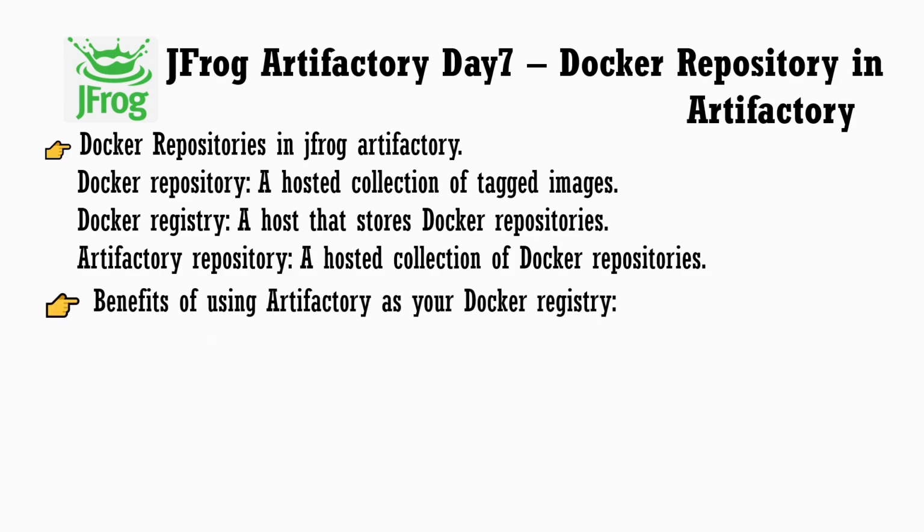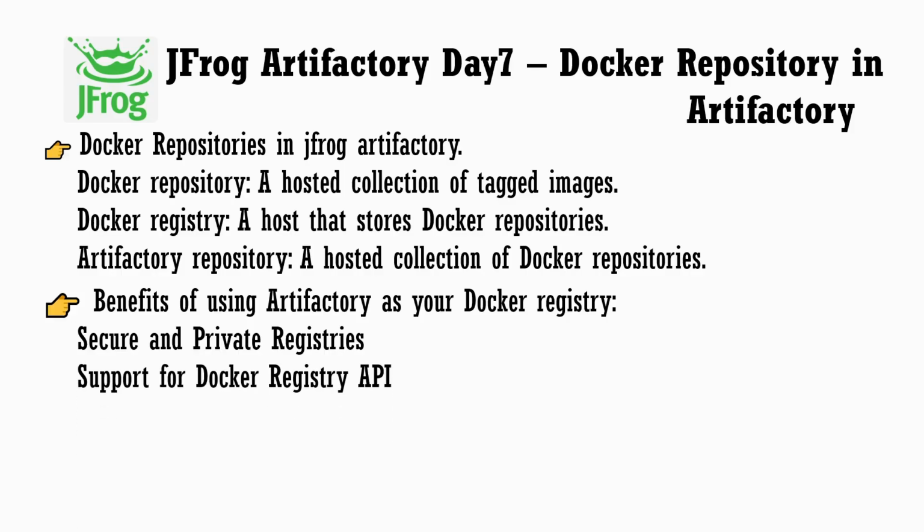Now, why do we use Artifactory as our Docker registry? Because it provides secure and private registries. Host your Docker images in a controlled, secure environment with fine-grained access permissions. It also has native Docker Registry API support. Artifactory supports Docker Registry APIs, so you can pull and push images using the native Docker CLI without any extra plugins.